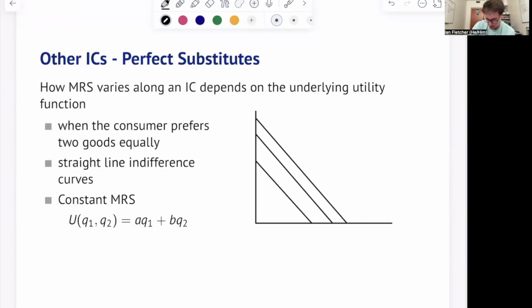Rather than being downward sloping. And so again, if this was good X and Y, it doesn't matter. When the consumer prefers the two goods equally, you just have straight line indifference curves. And so you should be okay with that. And again, remember, this marginal rate of substitution is going to be the slope of the indifference curve at a given point. And so for this, at any given point, it's going to have a constant marginal rate of substitution. And so we'll be perfect with that.